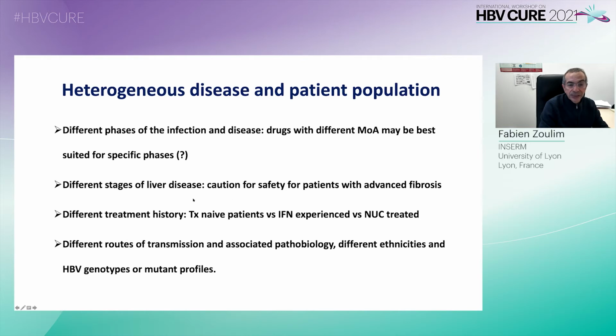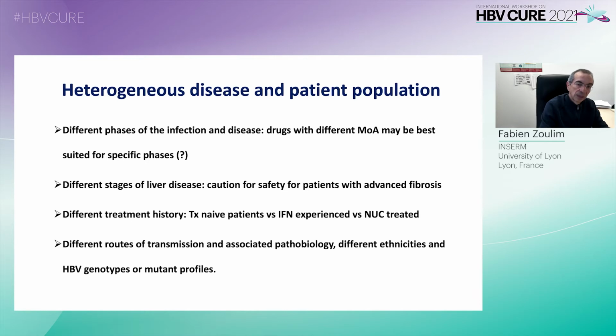Patients may be at different stages of liver disease, and we need to be cautious for safety, especially with patients with advanced fibrosis. And patients may have different treatment history, as we will see later on. And they may have different routes of transmission that are usually associated with different pathobiology, different ethnicities, HBV genotype, or mutant profiles.